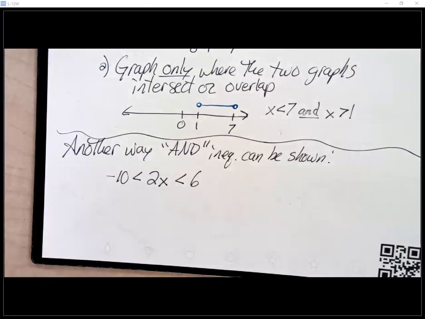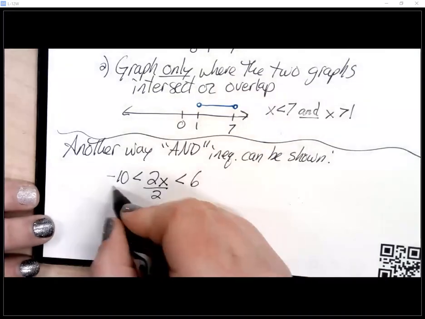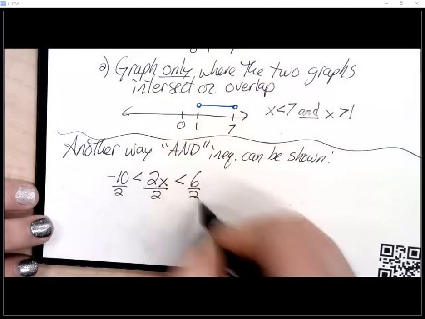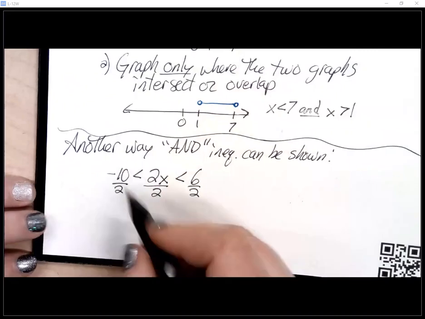So I do the same thing that I normally would do. How would I normally get this x by itself? How do you get rid of that 2? Divide. Exactly. I just need to divide everybody by 2. So I'm going to divide the middle by 2. I'm going to divide the left by 2 and the right by 2. So I just get a -5.